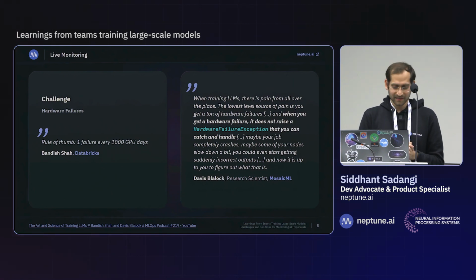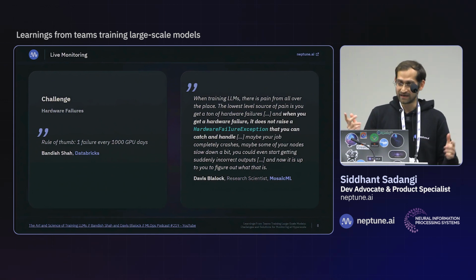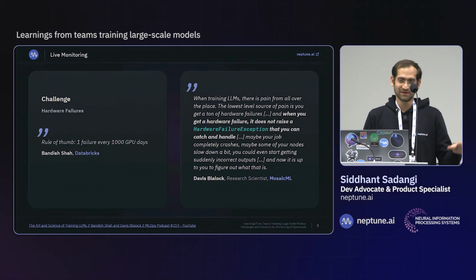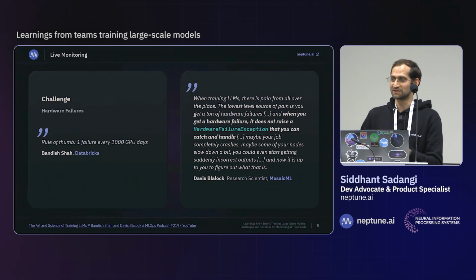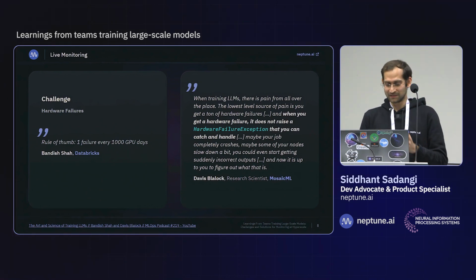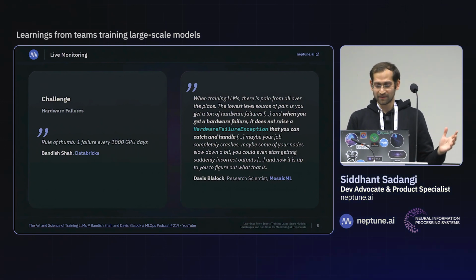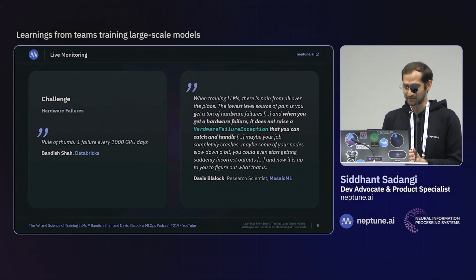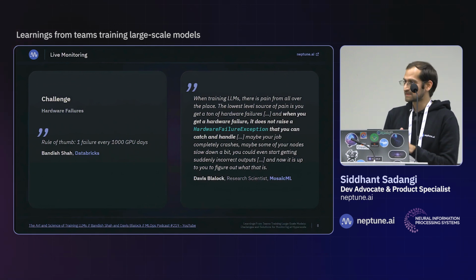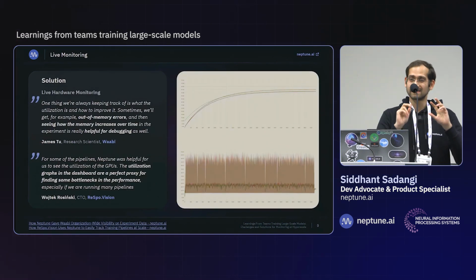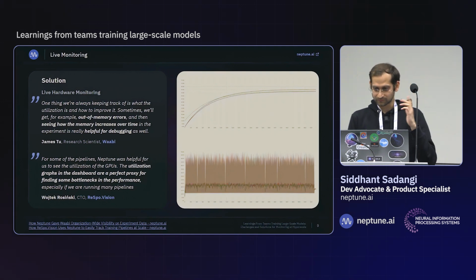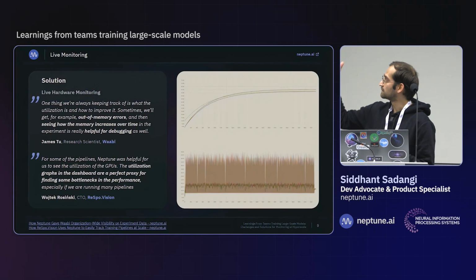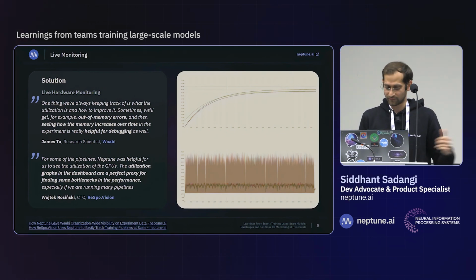Now, the problem with hardware failures is, as Davis from MosaicML and now Databricks says, whenever you get a hardware failure, you don't get a hardware failure exception with the root cause and recommended solutions, right? Like Davis says, your job maybe completely crashes, maybe some of your nodes slow down a bit, or you could even start getting incorrect outputs. It's up to you to figure out what went wrong and then how to correct it. Now, live hardware monitoring is not really a solution for this, but it can really help you debug what went wrong. So, for example, it can help you alleviate the impact of a hardware failure.